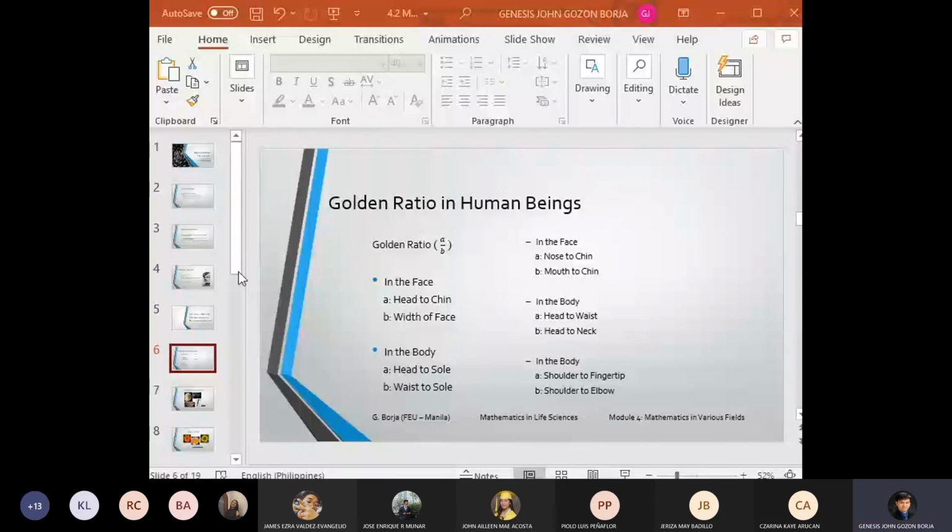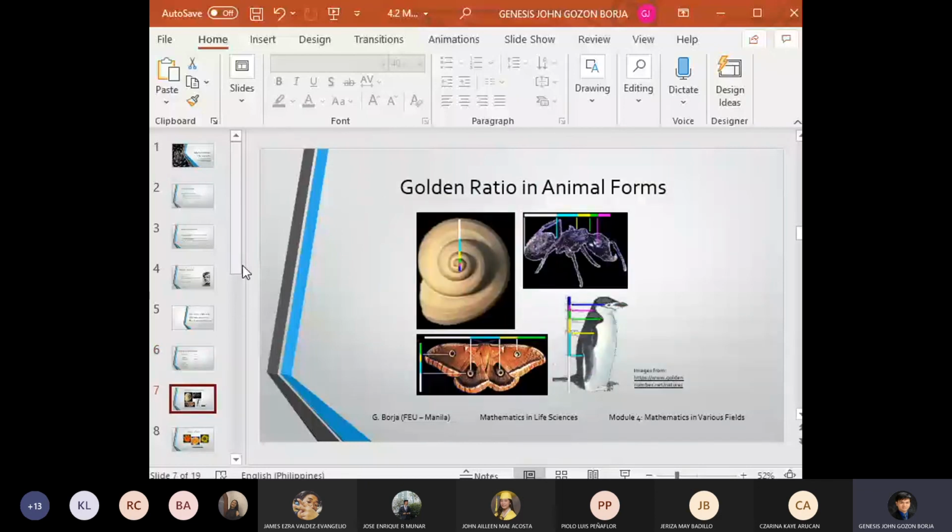Okay? Pero hindi lang naman unique sa tao ang golden ratio. Even in the animals, we can find golden ratio, so sa mga langgam. Kahit dito, actually yung bahay ng mga snail, the casing, quote unquote, we can actually form a golden spiral in there. Tapos sa ants, meron ding mga golden ratio dyan with their parts.